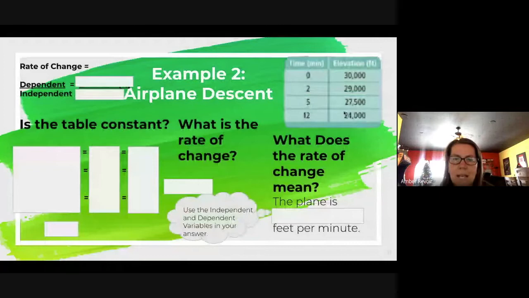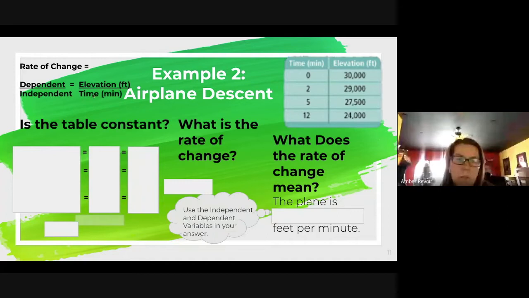So let's look at another example. Here we've got an airplane descent, and we've got our table with our time and our elevation that we're comparing to each other. Time is going to be the independent variable. We always put that in as our independent variable, 99.99999% of the time. So elevation would be our dependent variable. The time is going to cause the elevation to change.